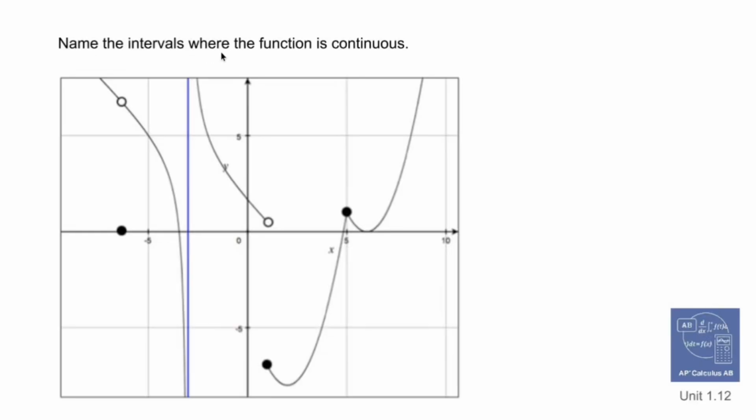Name the intervals where the function is continuous. Now, a continuous function is where I can draw a graph and not lift up my pencil or a pen or whatever. Now, holes mean it's discontinuous. Asymptotes mean it's discontinuous. Holes, discontinuous. Filled in circle, still continuous.